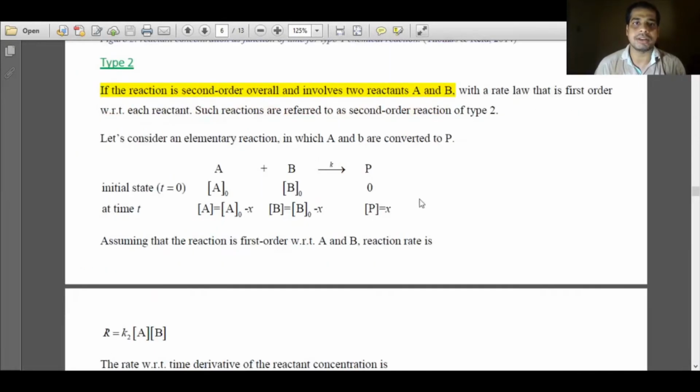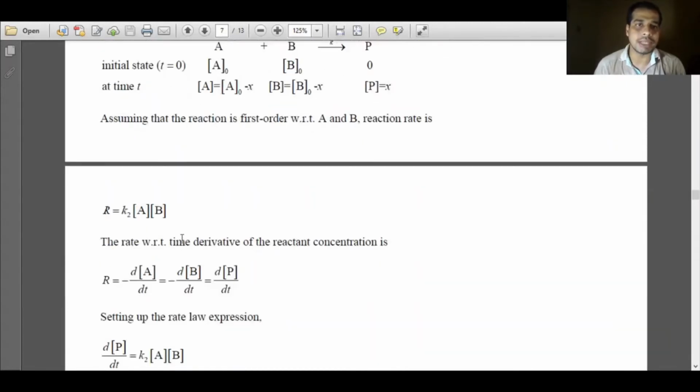In type 2 second order reaction, what happens? We have to take two different reactants. Suppose in type 1 we have only one type of reactant. In type 2 we have two types of reactant, reactant A and reactant B. Suppose their initial concentrations are A0 and B0 and product P was not there in the initial state. Now after some time A0 has been reduced to A and B0 has been reduced to B, and we can also write A0 minus x and B0 minus x, and some amount of P will be formed after time t. Let that amount be x. So I can write the product concentration is x.